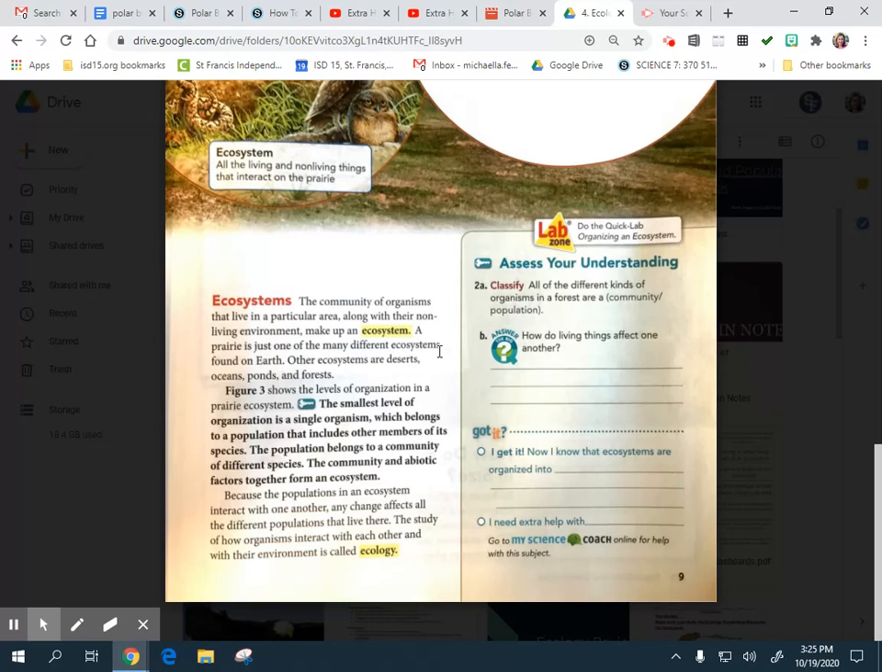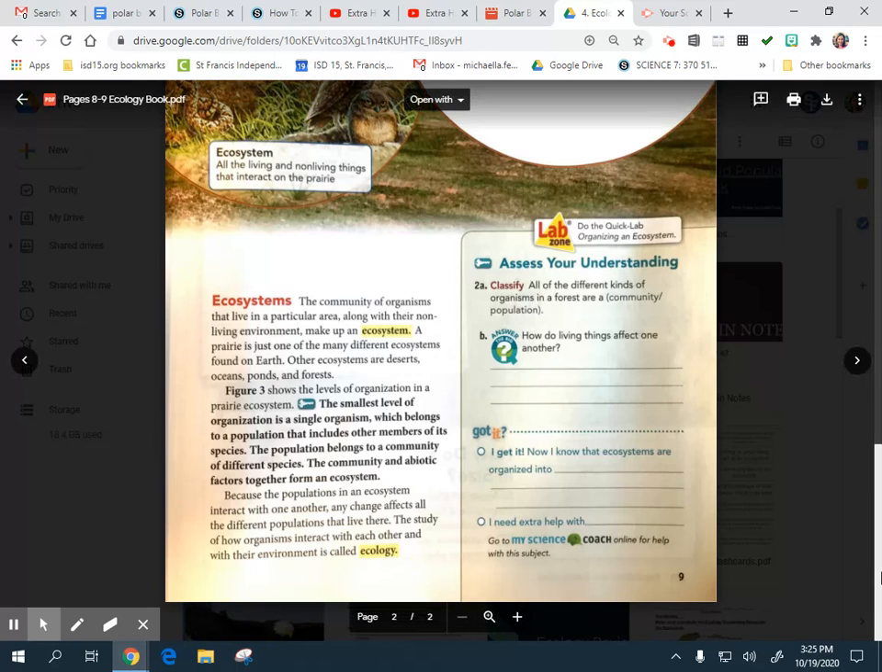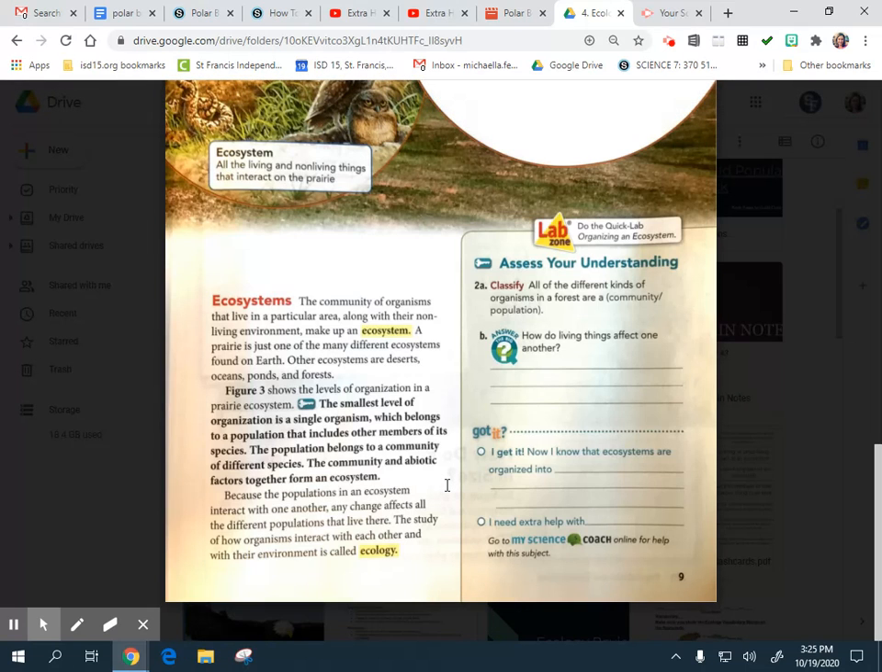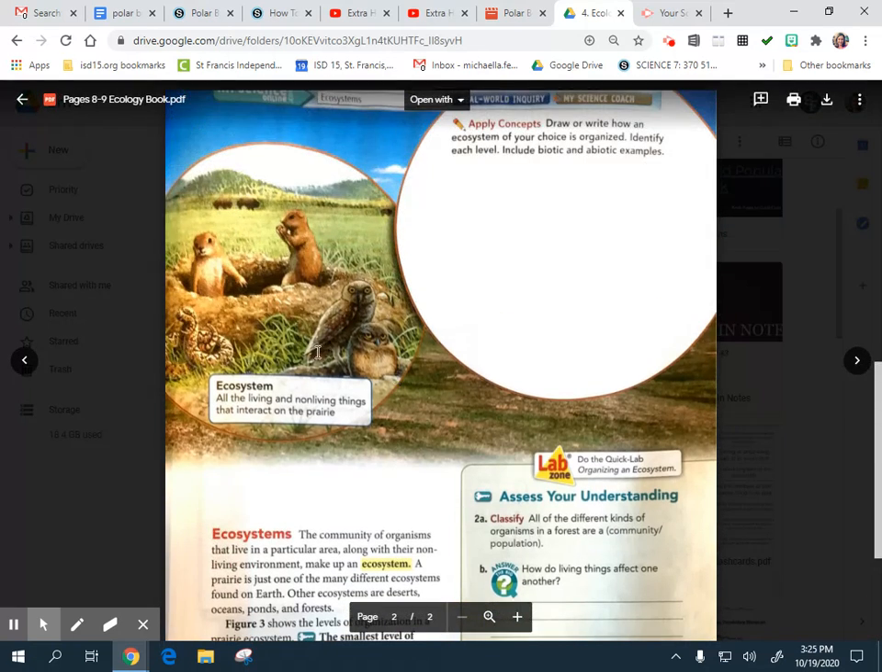The smallest level of organization is a single organism, which belongs to a population that includes other members of its species. The population belongs to a community of different species. The community and abiotic factors together form the ecosystem. Because the populations in an ecosystem interact with one another, any change affects all the different populations that live there. The study of how organisms interact with each other and with their environment is called ecology. And that's the name of our current chapter, ecology.